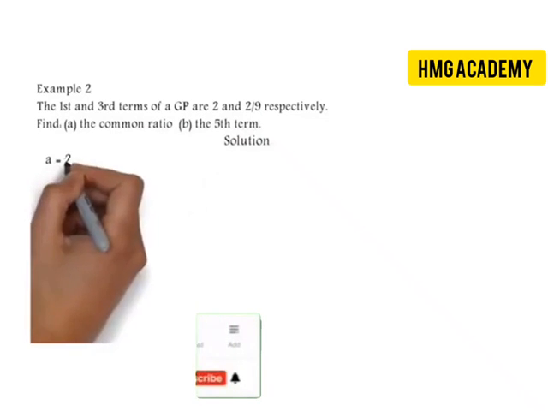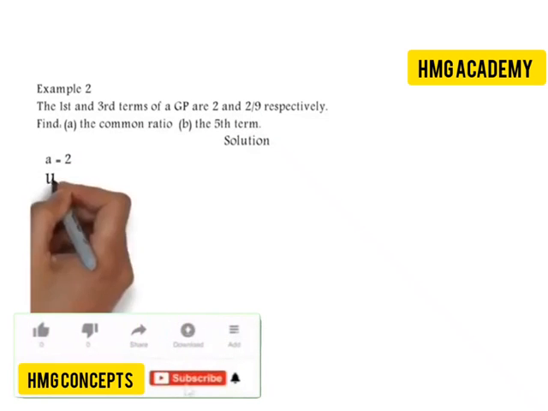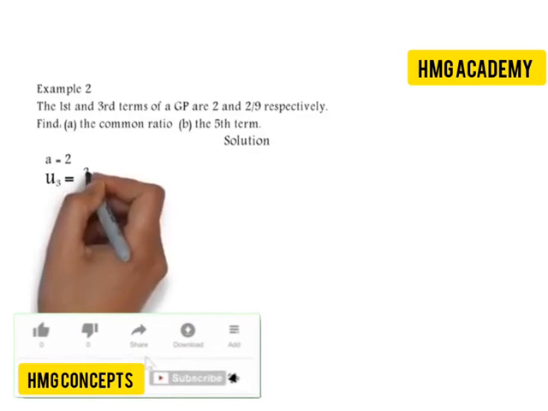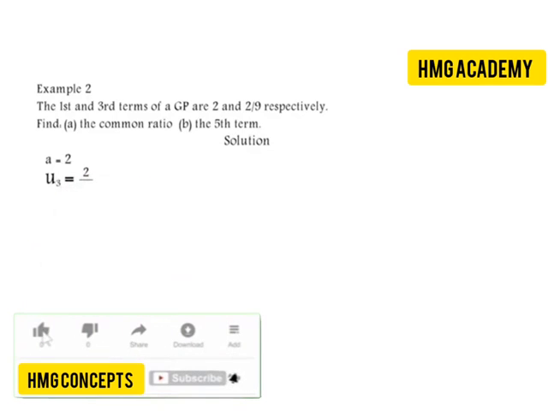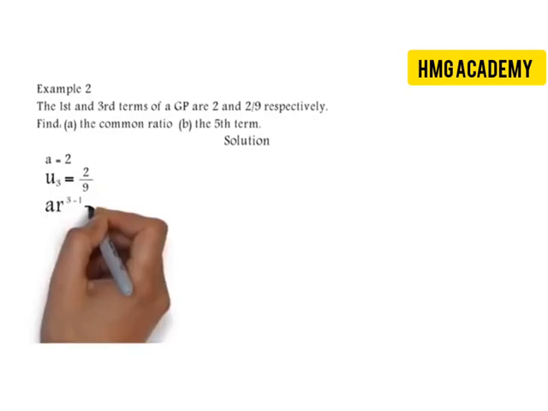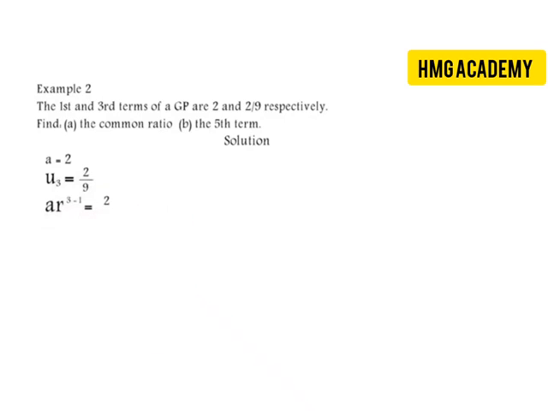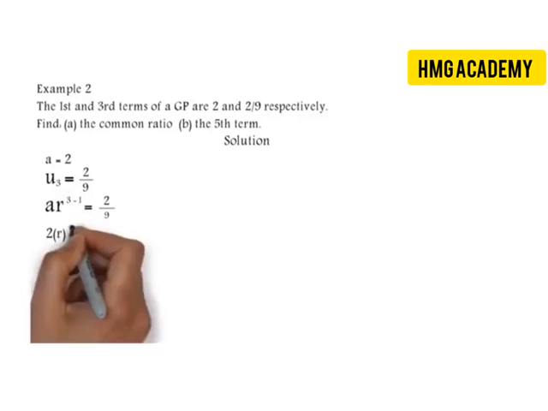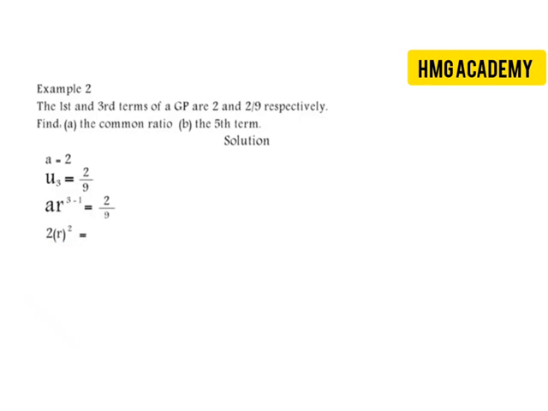Let's write out what we are given. Our first term is 2. Our third term, u subscript 3, is equal to 2/9. So let's rewrite our u subscript 3. U subscript 3 will now be written as a times r raised to power of 3 minus 1, which is equal to 2/9. So our a is 2, and our r will now be raised to power of 2, which is 3 minus 1, equal to 2/9.